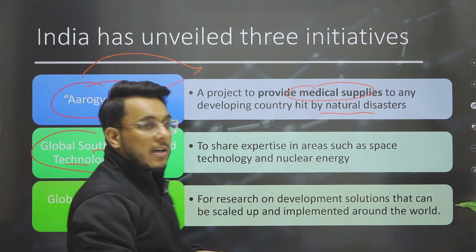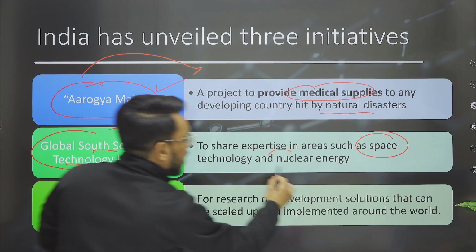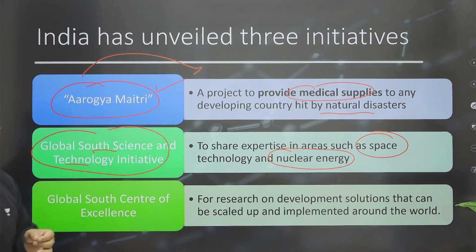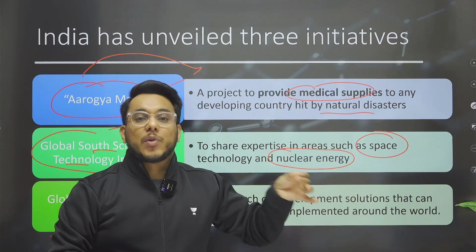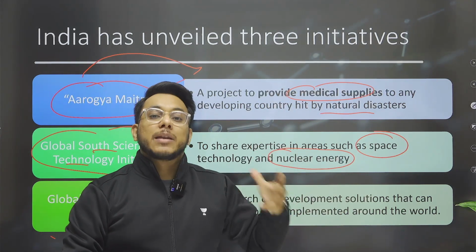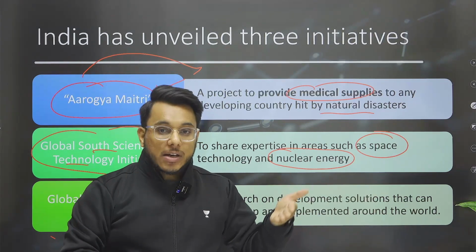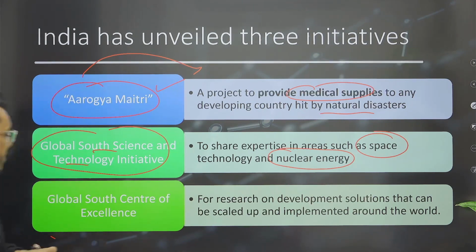Now specific collaborations will be done for space technology and nuclear energy. Now, as we are moving towards carbon neutrality targets, in those targets, how carbon emissions from coal are to be reduced, nuclear energy becomes a plausible option. So India will help in that direction.